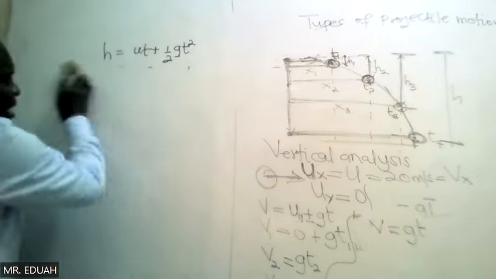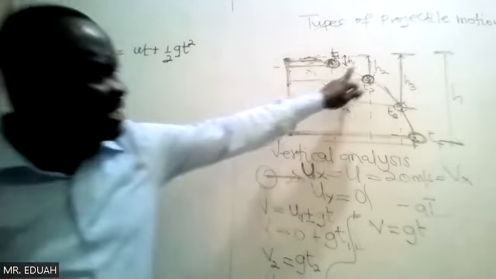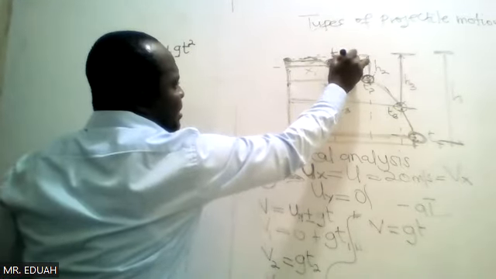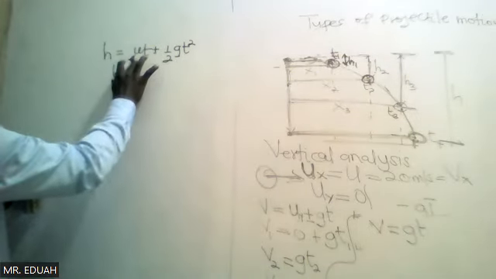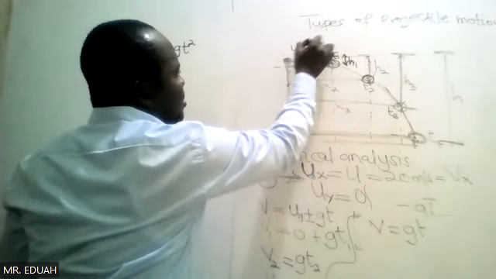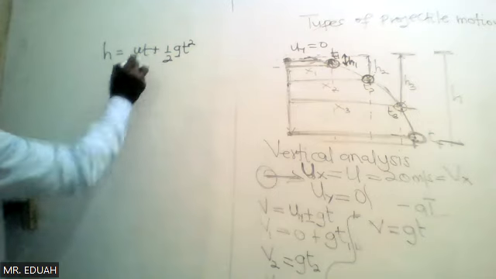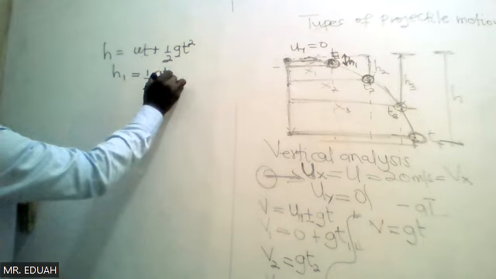So let me clear this. If we are using this to find the vertical displacement at any time, then if I want this vertical height covered, H1 would be equal to u. u is 0. The initial vertical velocity is 0 because of the direction of throw. So when you substitute 0 here, you have half g t1 squared.